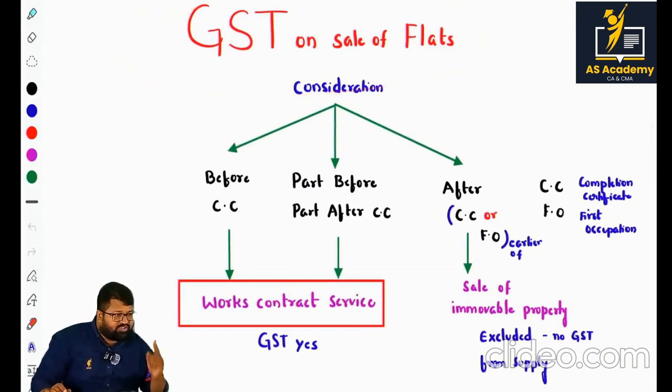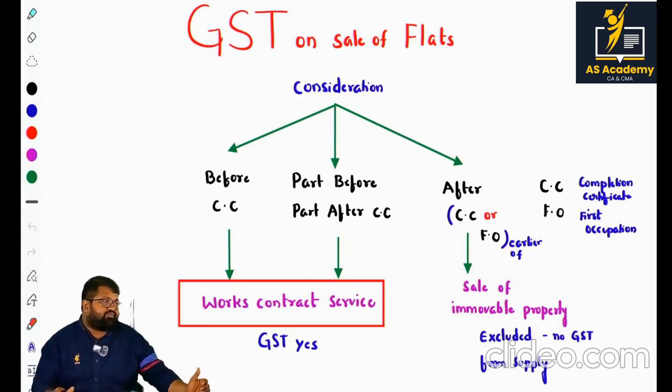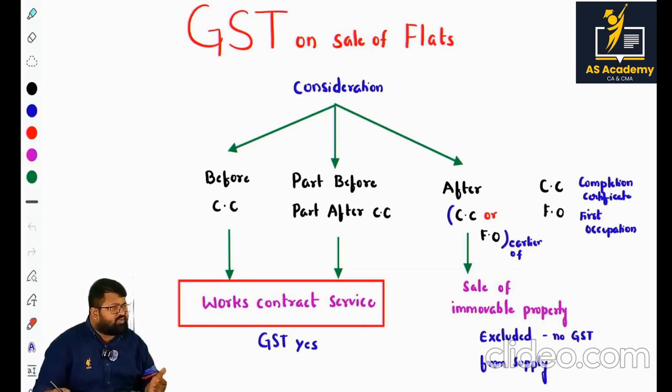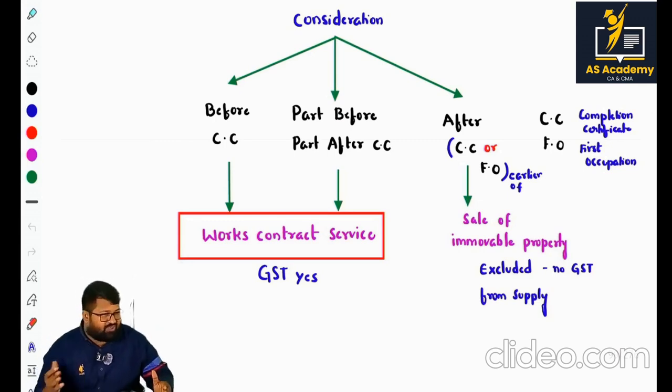We have seen one point. What is that one point? Completion certificate. Sir, before completion certificate and all, no GST. But after completion certificate, GST will be levied. Okay. Sir, one thing. Before CC, what is the point, we are getting service now, so automatically GST is applicable. But after it is like sale of goods, like property and all. So it is straight away excluded, no GST, because already sale of buildings and all.